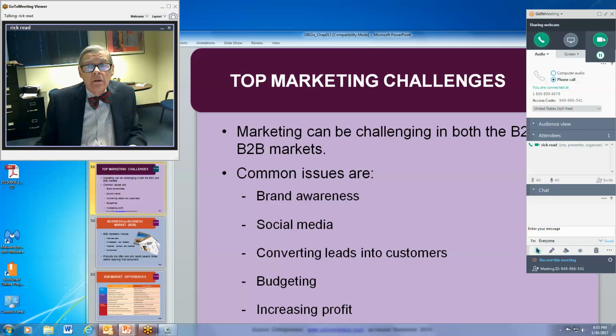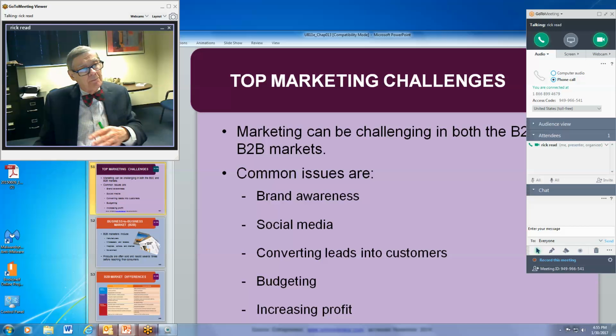Now we can have challenges every place. This is both in the consumer market and in the business to business market. Again, we don't want to talk too much about this because, not that these don't rise to the level of importance, but they're not as important to discuss as other things are.